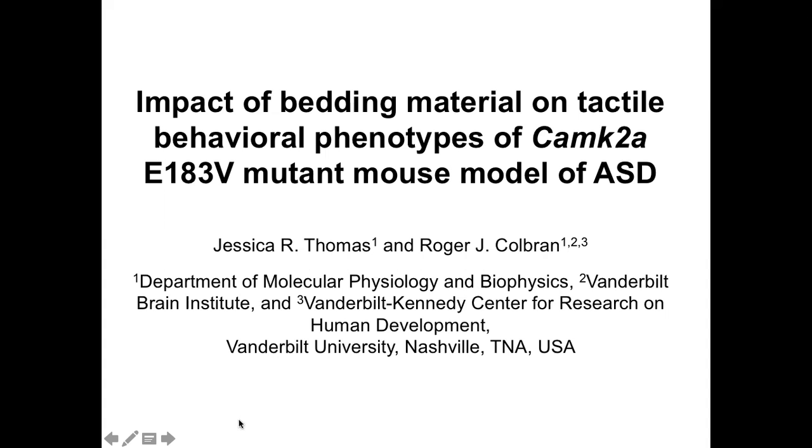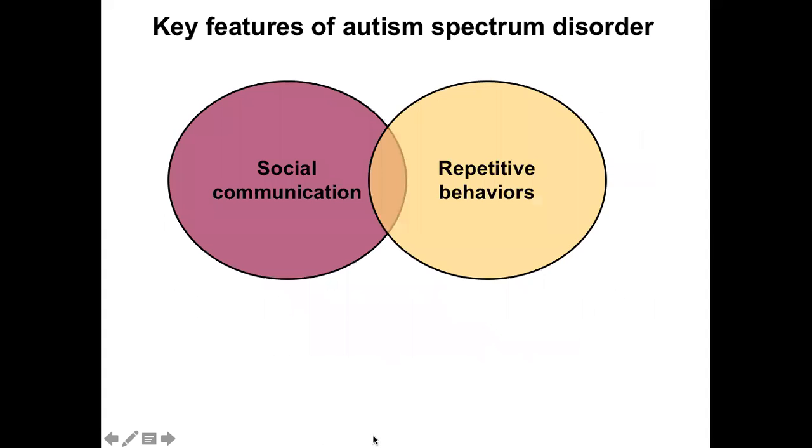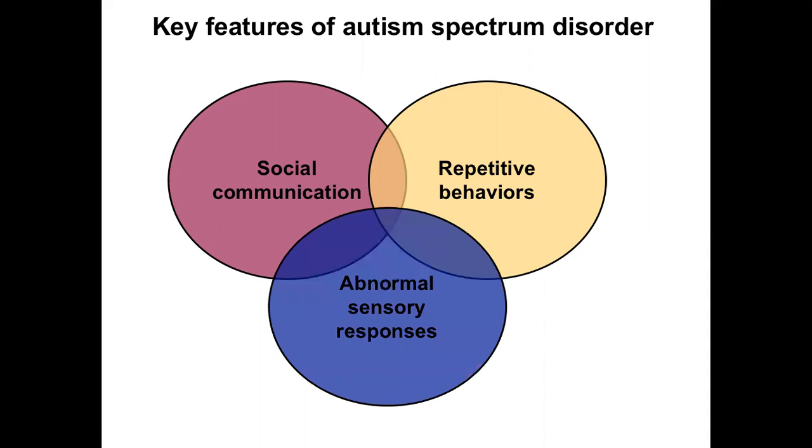Autism spectrum disorder, or ASD, is a neurodevelopmental disorder that is characterized by impaired social communication as well as repetitive behaviors. In addition, individuals have abnormal responses to sensory inputs. The mechanisms that contribute to these sensory deficits are poorly understood. Therefore, I'm interested in understanding the processes that contribute to impaired responses to tactile input.